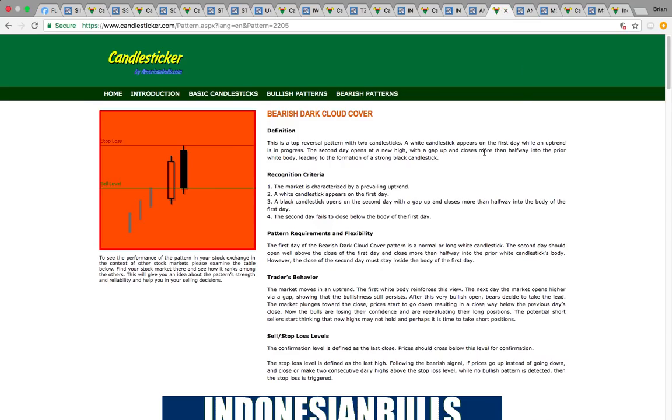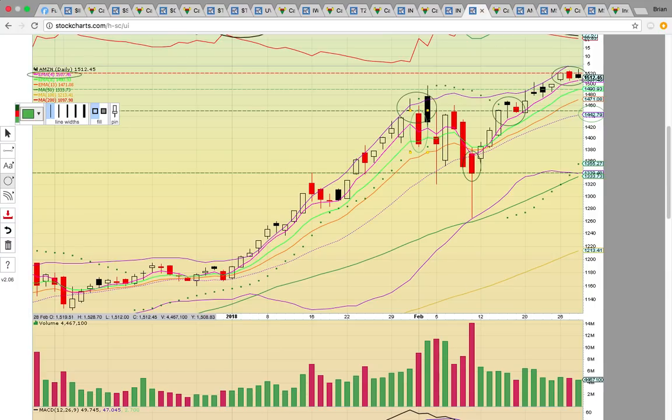It did form a bearish dark cloud cover reversal pattern yesterday, and that is a strong reversal pattern, even though the candles were small. Today's black candle did not confirm that pattern. Okay, so the pattern is still there. If you get a red candle tomorrow and it drops lower, that would confirm the pattern.